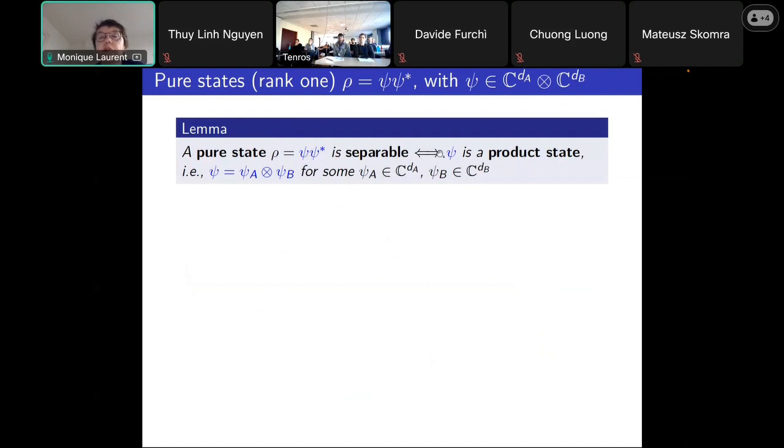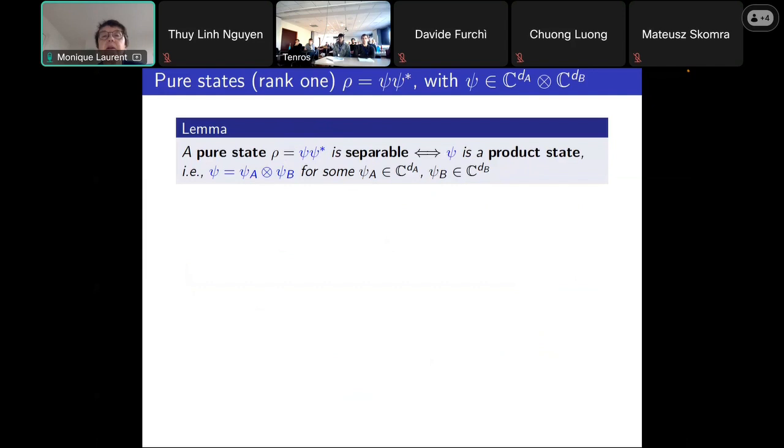And this is not so difficult because if rho is separable, it can be written as a sum of rank 1 matrices. But rho is already rank 1. So then it means that rho should be equal to one of the terms occurring in your sum of rank 1 matrices, which gives you directly that psi should be a product state. So this is an easy thing.